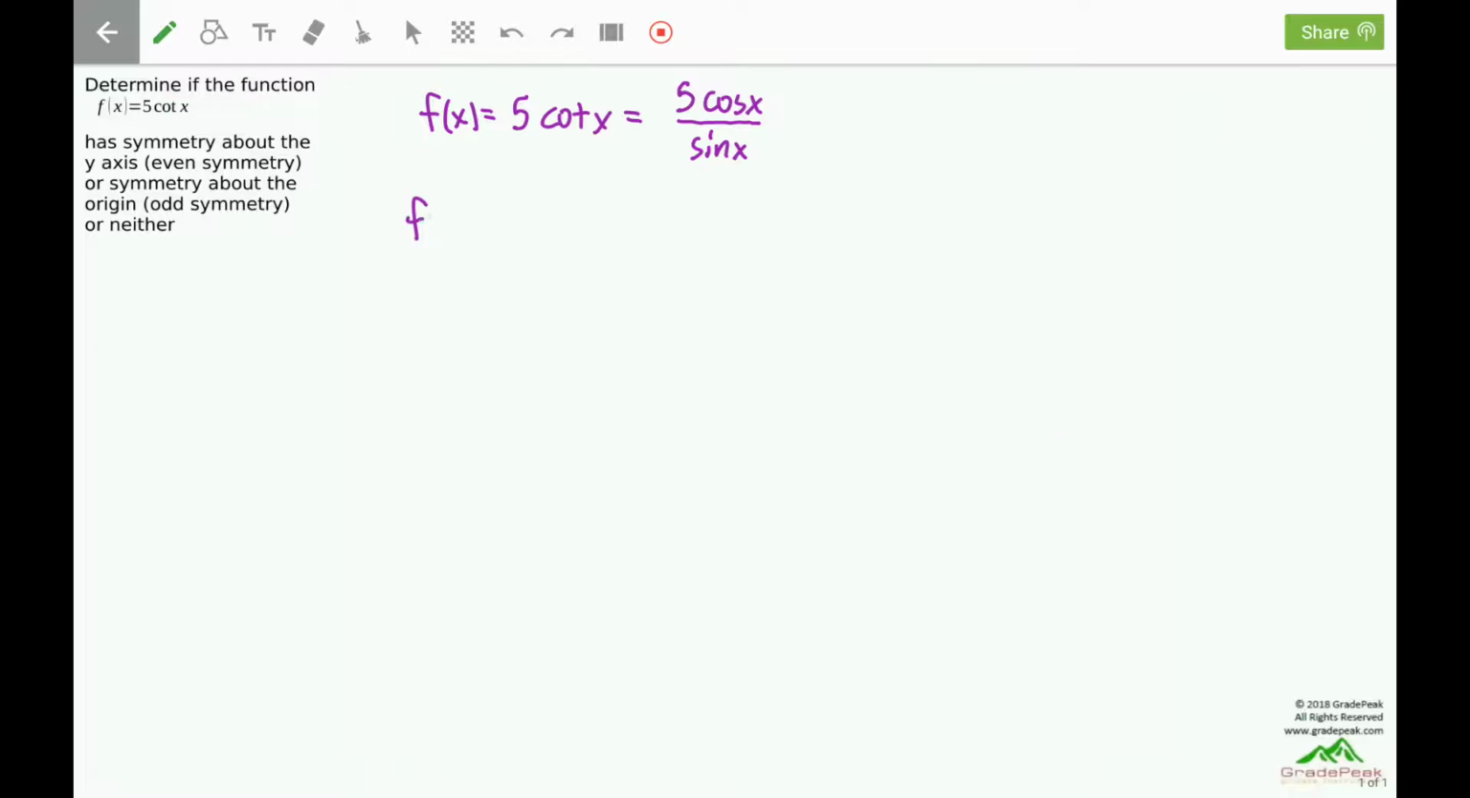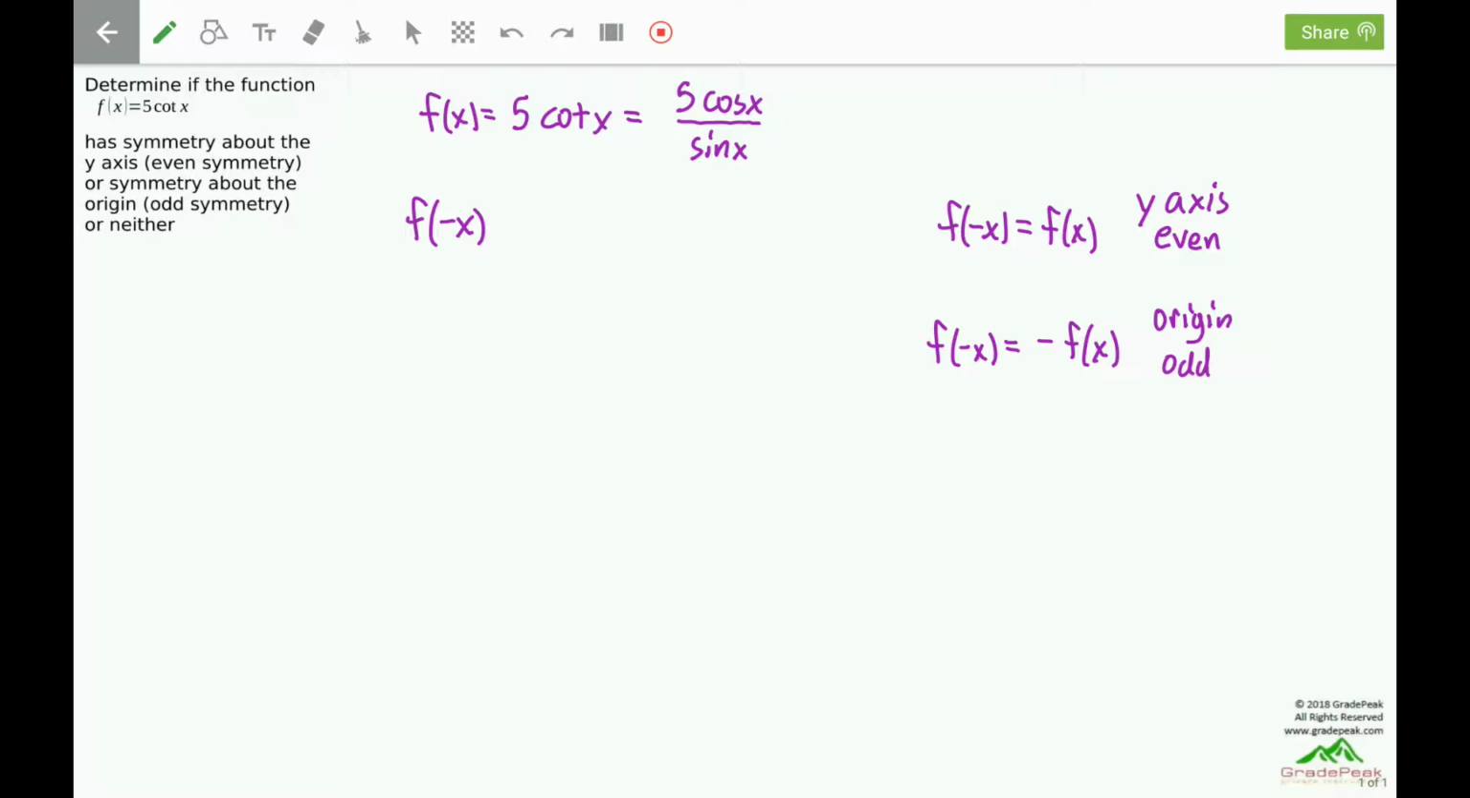What we're going to do is calculate f of negative x. If we find f of negative x to be exactly equal to f of x, this will have y-axis even symmetry. If we find f of negative x to be exactly the negative of f of x, this will have origin odd symmetry. And if we find neither to be the case, it will have neither symmetry.